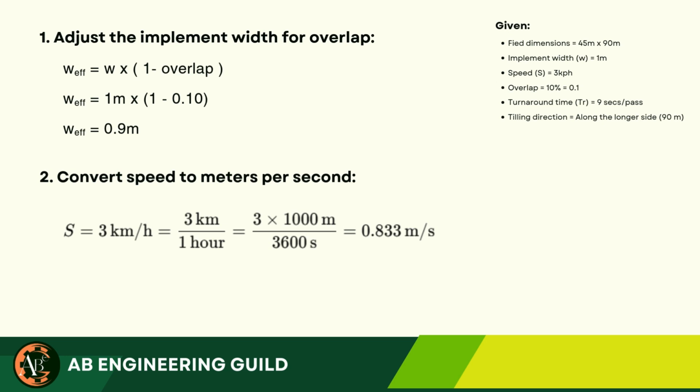Next, we convert the speed into meters per second. 3 kilometers per hour is equal to 3,000 meters per hour. Divide that by 3,600 seconds, and we get approximately 0.833 meters per second. If we didn't convert the units, our time and distance calculations wouldn't match.